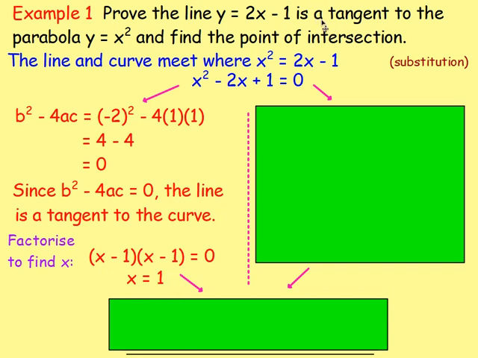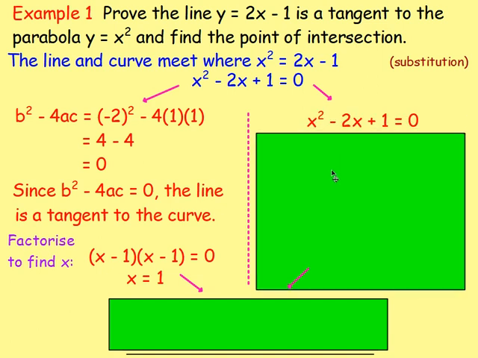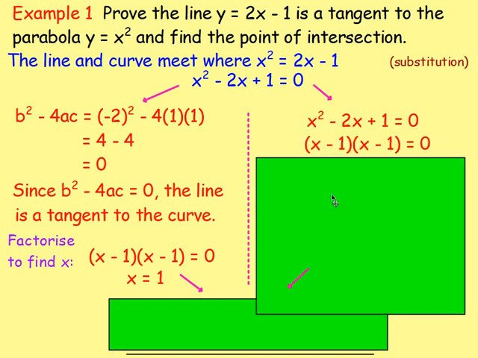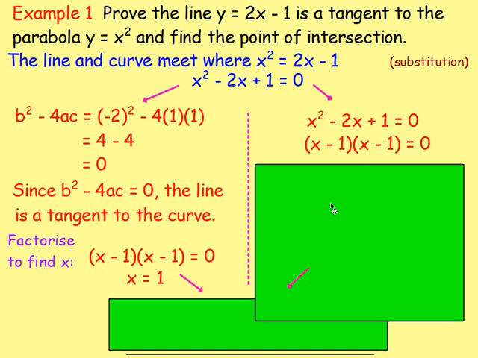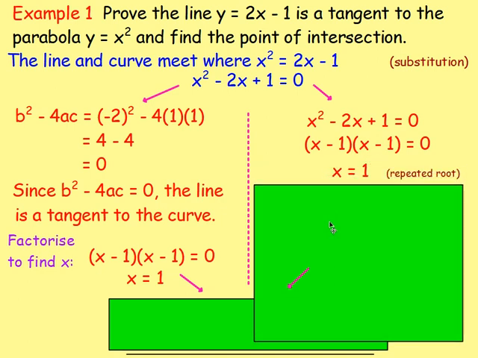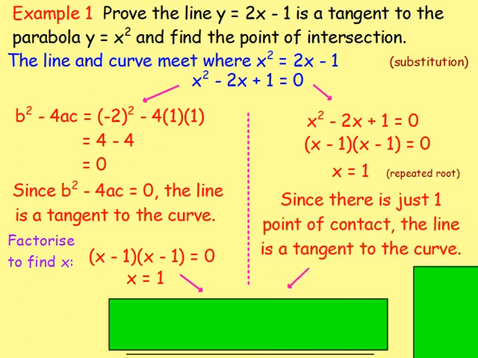That leads us into the other method you can use to solve this. You know that if a line is a tangent, there will only be one value of x. So you could also say that x squared take 2x plus 1 equals 0. If you factorize that, you get x minus 1, bracket x minus 1, meaning the only value of x is going to be 1. So since there is just one point of contact, the line is a tangent to the curve. One method or the other, it doesn't really matter which way you do this one.